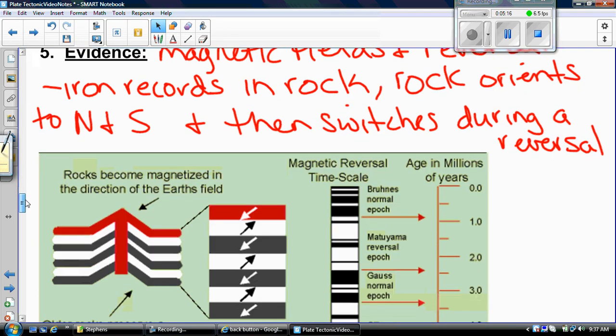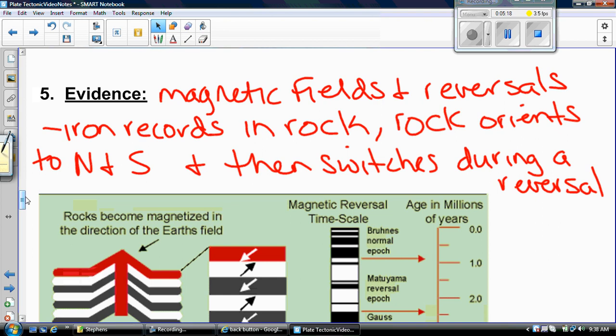Okay, so another evidence that came from rocks has to do with our magnetic field. Our magnetic field surrounds the Earth, it's invisible, and it protects us against solar radiation from the sun. The reason why we have a magnetic field is because inside our Earth we have an outer core that is liquid. And because that liquid moves and has charged ions inside it, it creates a magnetic field.